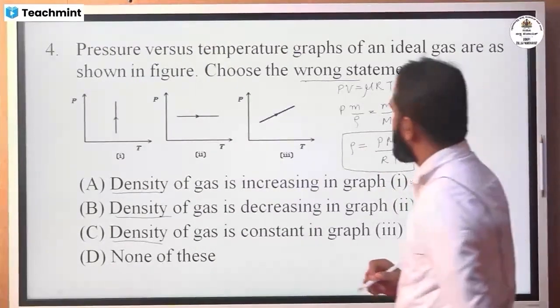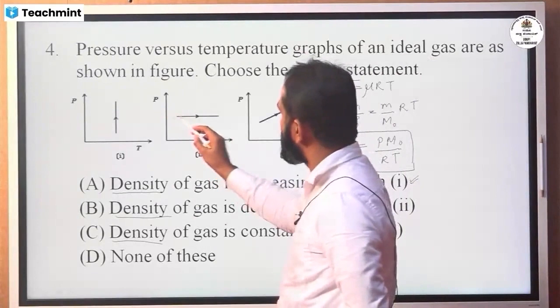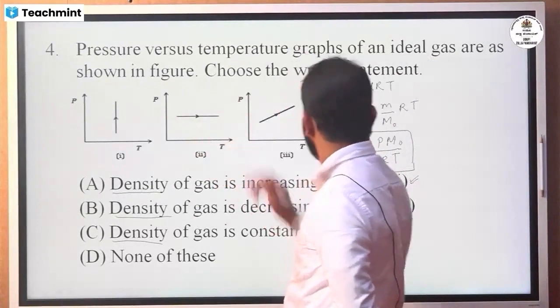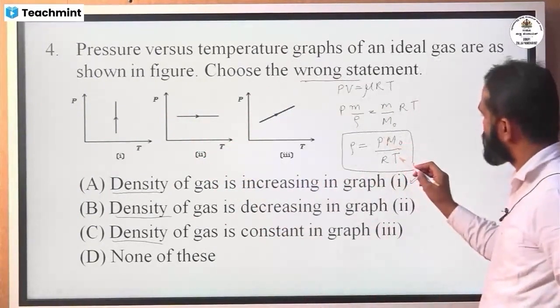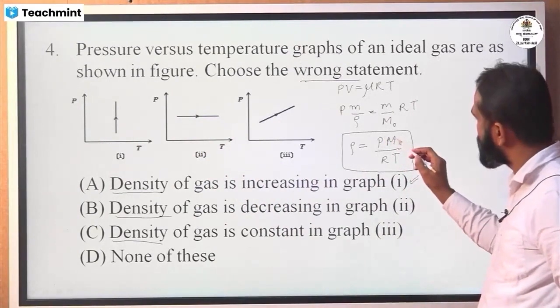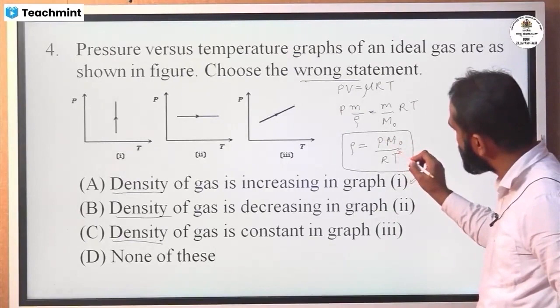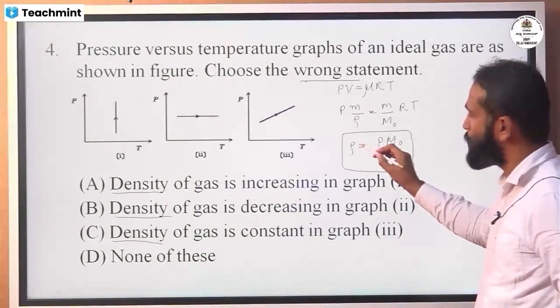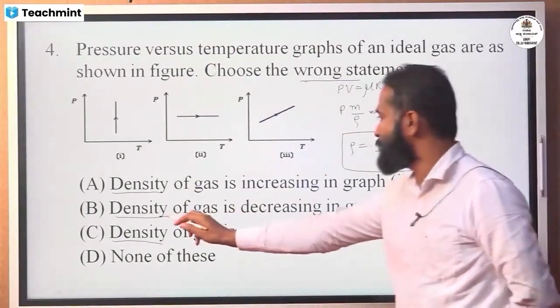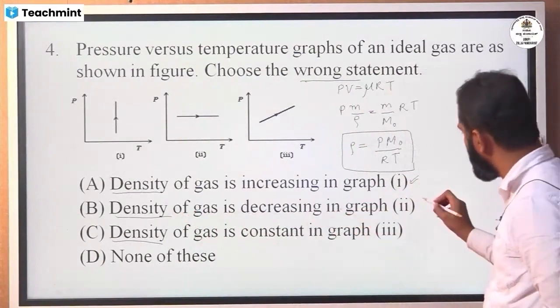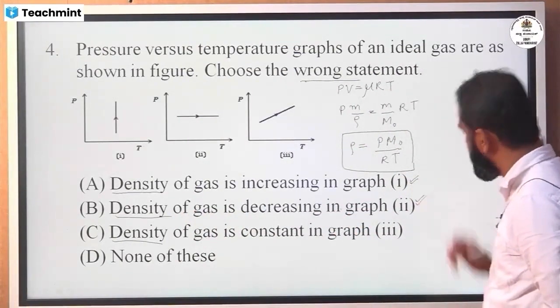Look at the second graph. Pressure is kept constant, but temperature is going on increasing. Anyway, the other quantities m naught and R are constant for a given gas. So since pressure is constant and temperature is increasing, density will go on decreasing. The second statement says the density of the gas is decreasing in graph 2, so the second statement is also correct.